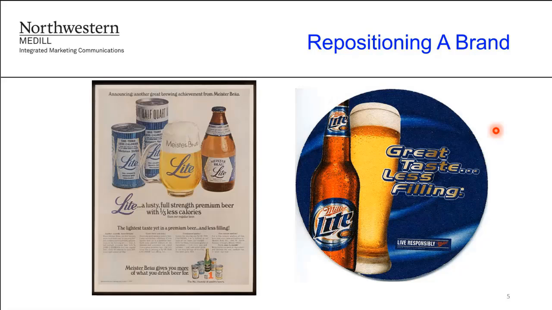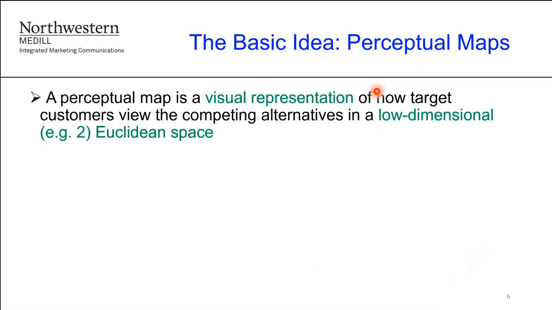The perceptual map is frequently used before we reposition a brand, okay? The basic idea here is that a perceptual map is a visual representation of how target customers view the competing alternatives in a low-dimensional Euclidean space. Okay, so you know the definition of Euclidean distance. We know that from the cluster analysis. If you don't recall that, please go back to the lecture in the cluster analysis week.